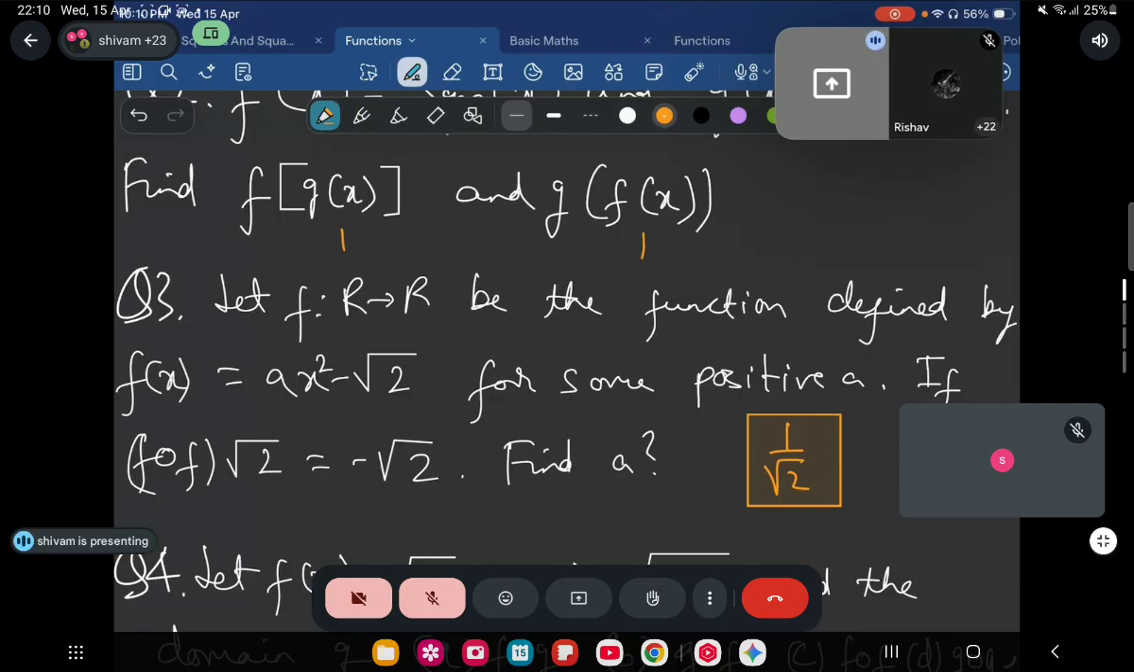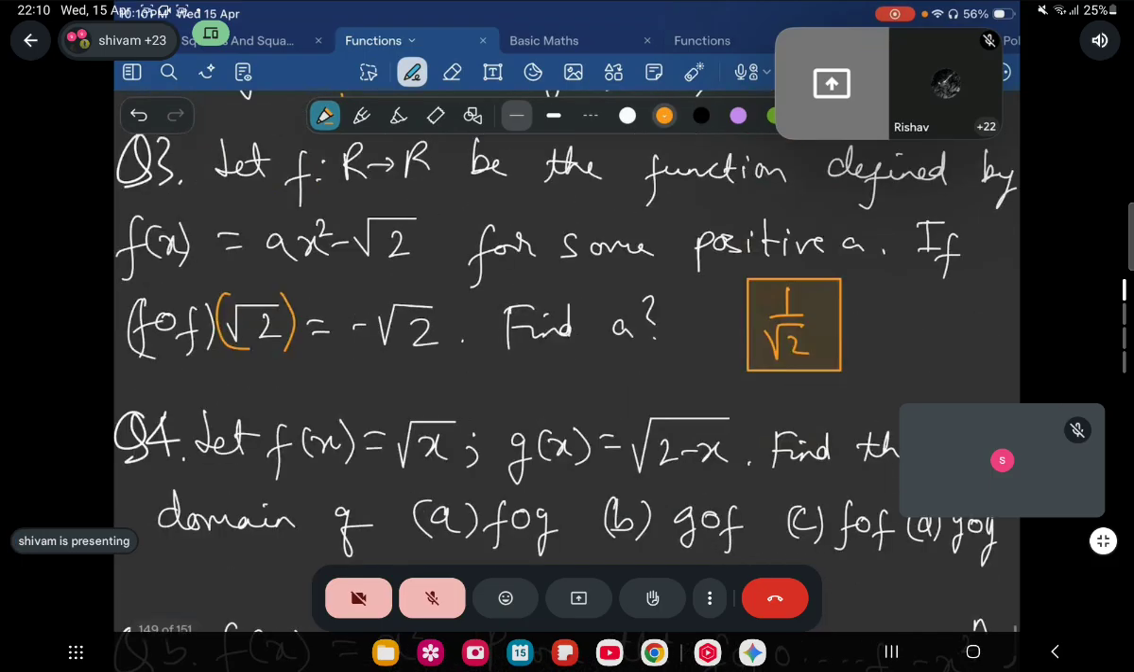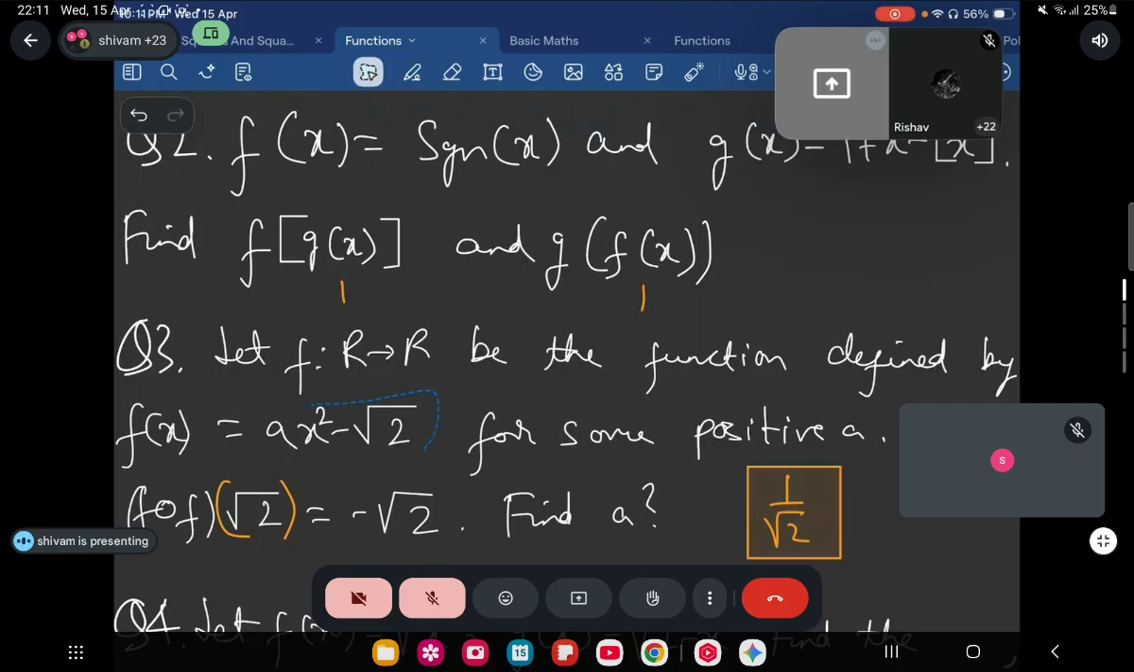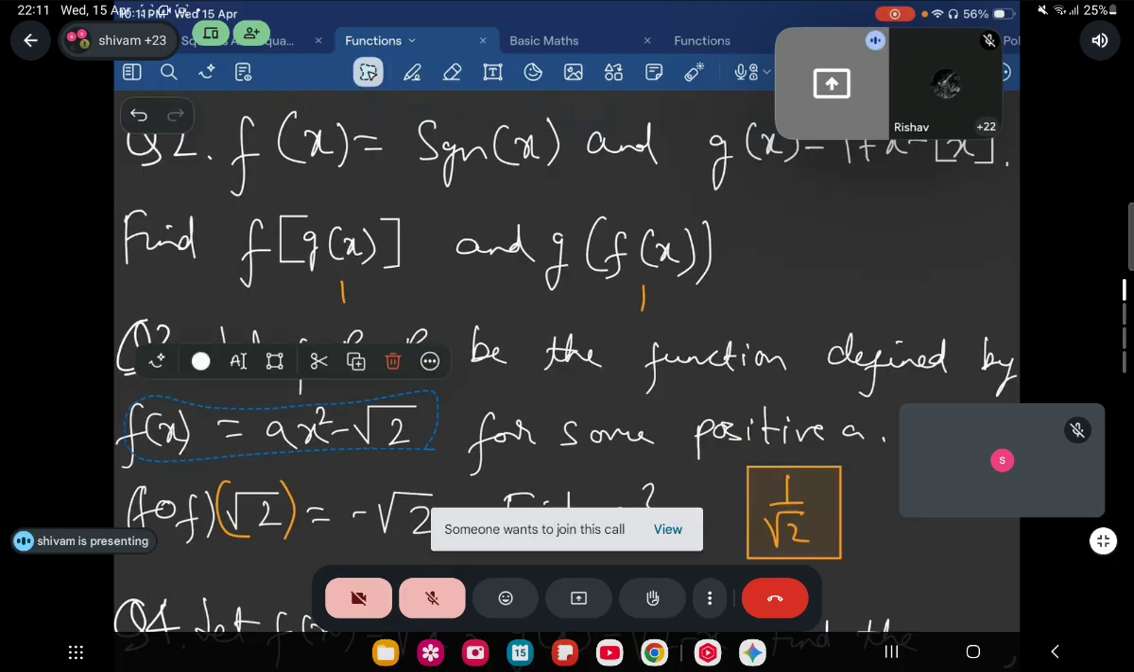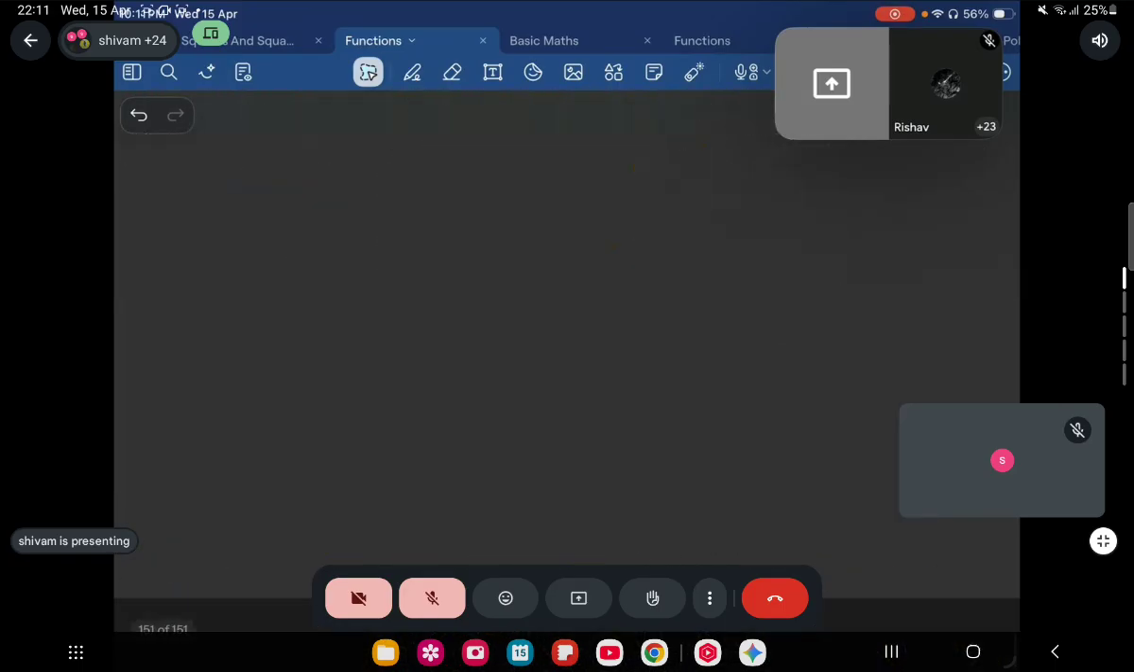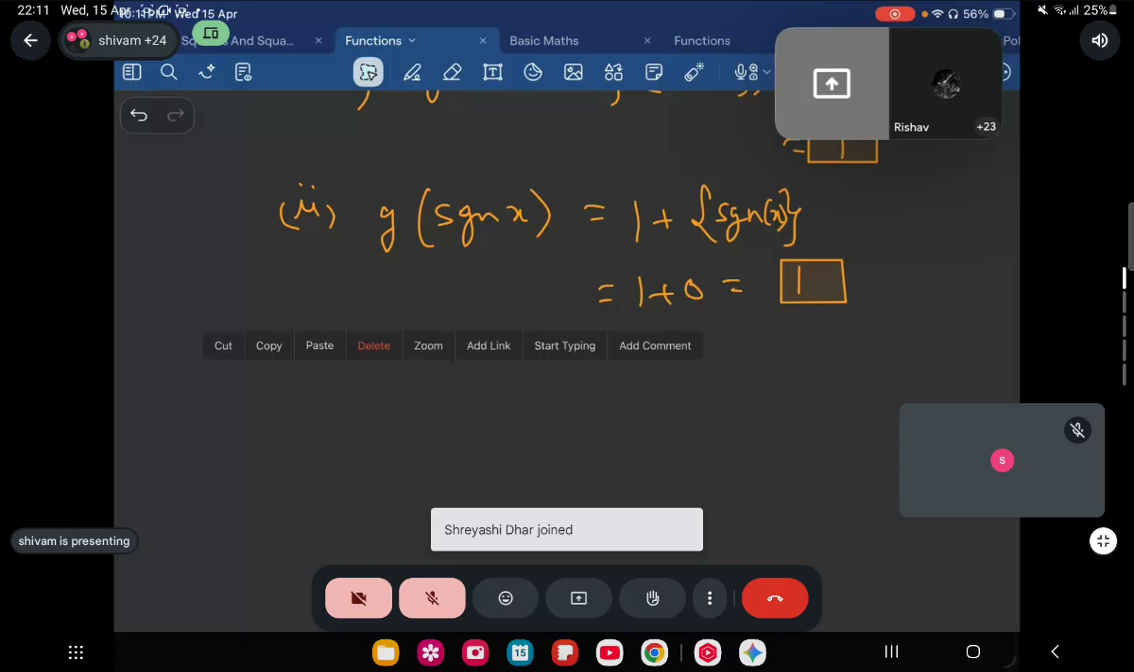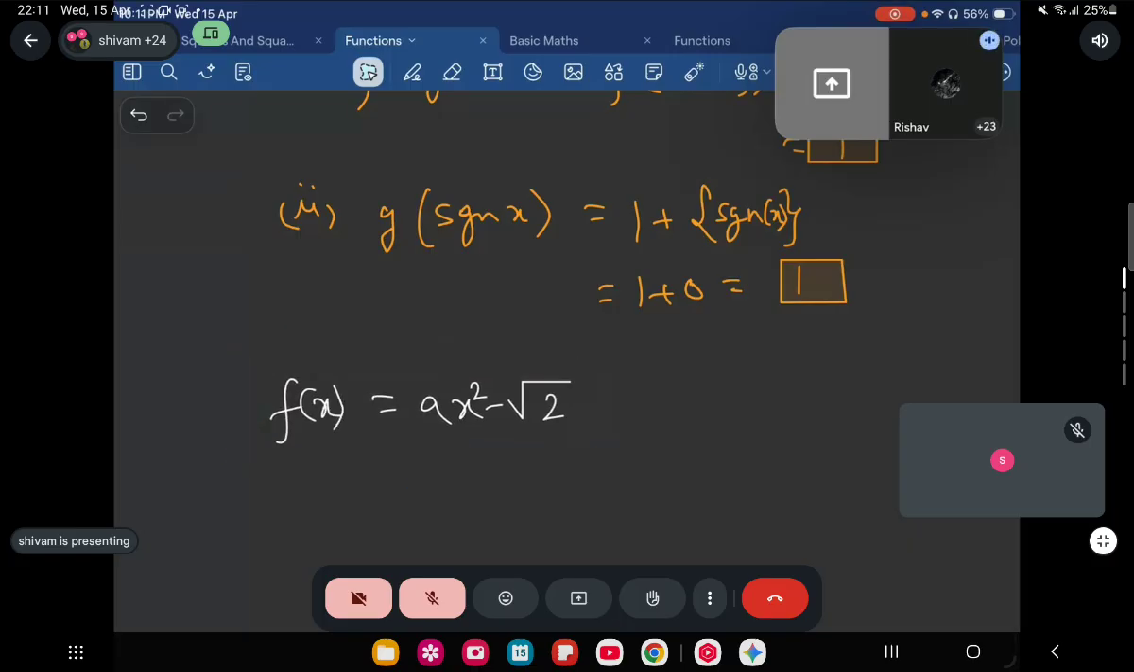Okay. f of f of root 2 is equal to minus root 2. Okay, let us start. So f of x equal to a x square minus root 2. Pay attention, everyone. Sir, I thought it was only f of root 2 equals root 2. No, no, f of f of root 2 equals root 2 always. So can you solve it now or should I complete? Tell me. Okay, I'm solving it.